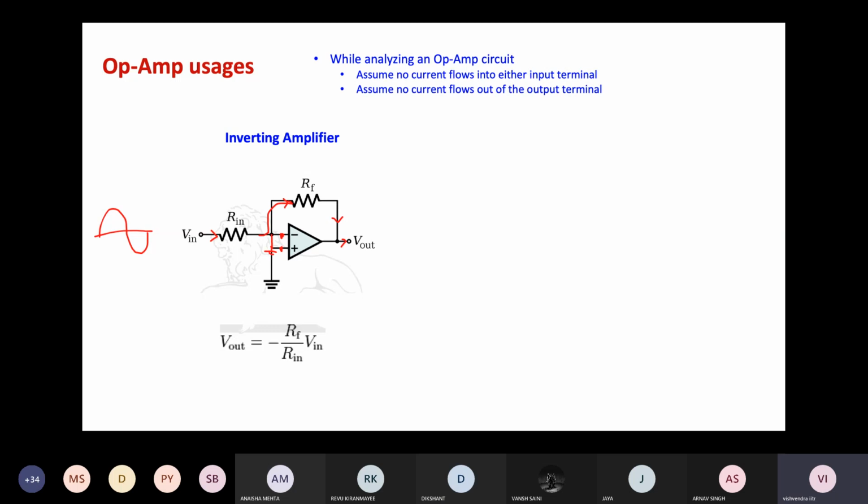Excuse me, sir. Now, if there is a question, yeah. Sir, if we take RF less than Rin, then it will not be amplifying. Yeah, it will not be an amplifier. In that case, it will be a de-amplifier. Sort of. So, sir, why did we say it is a property of op-amp? No, it is not a property of op-amp. It is our choice.